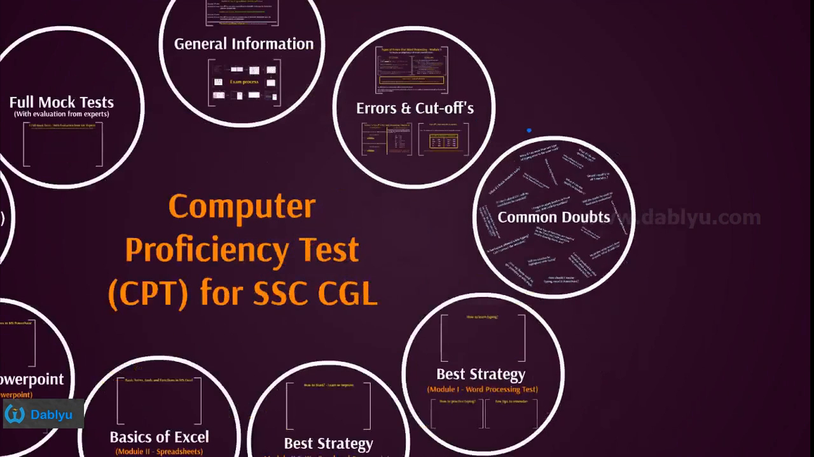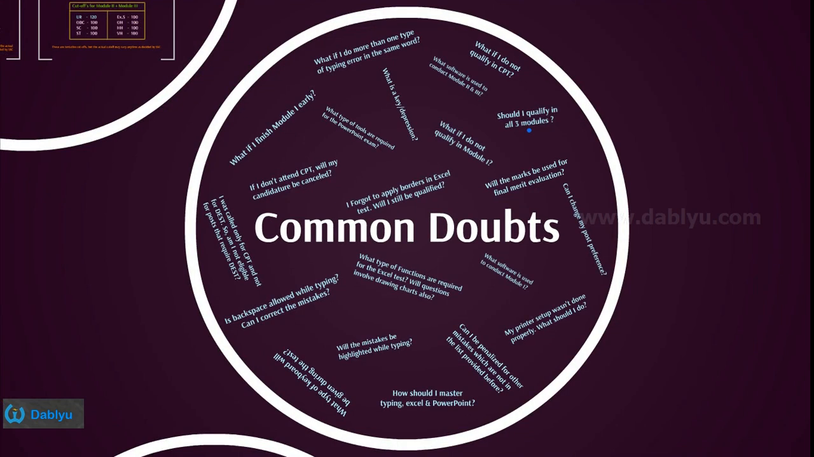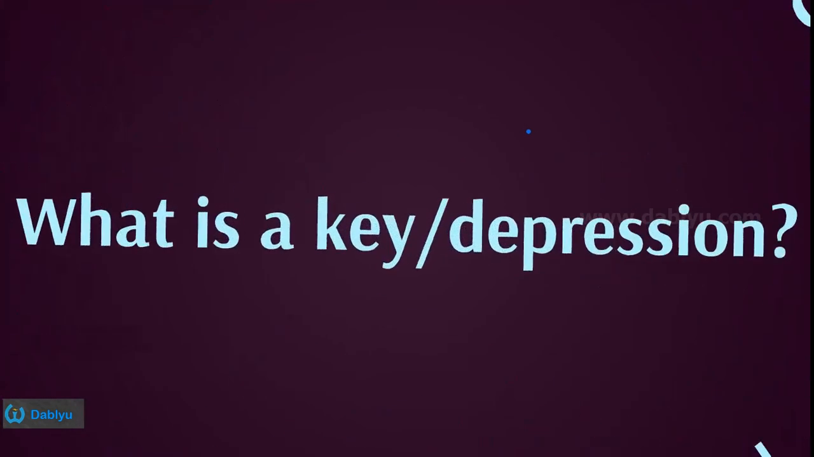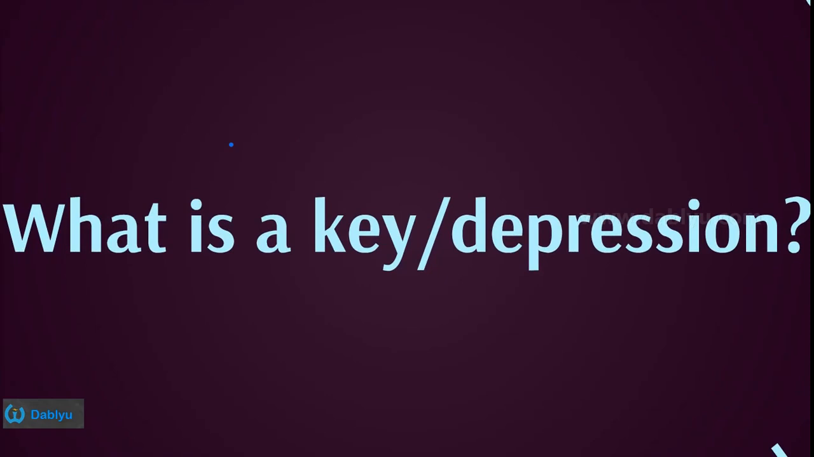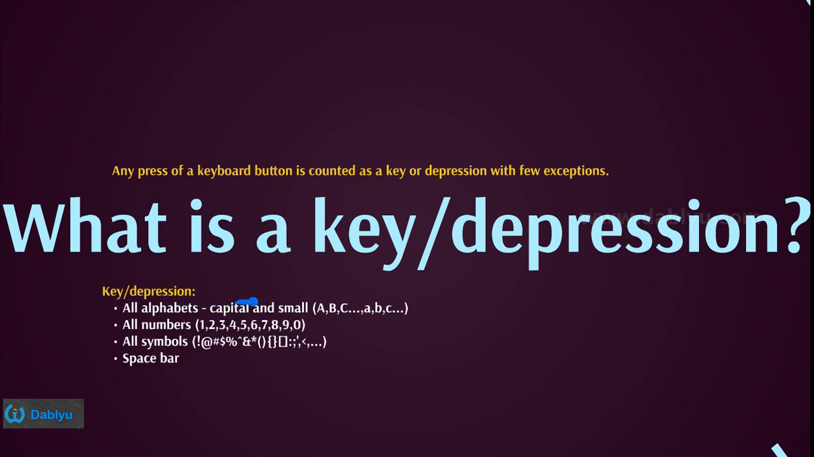So now let's get into the most common doubts which most of the candidates will have. So let's go one by one. First, what is a key depression? Like if you have seen in the module 1, you will be given a passage with 2000 depressions. So what does a depression mean? So any press of a keyboard button is generally counted as a key depression, like all alphabets, whether it's capital or small, and all numbers, all symbols, and especially spacebar is also counted as key depression. But shift, backspace, delete, etc., which mainly do not print anything on screen, are not considered as key depression. So whichever prints something on the screen, and especially spacebar, is also considered as key depression.